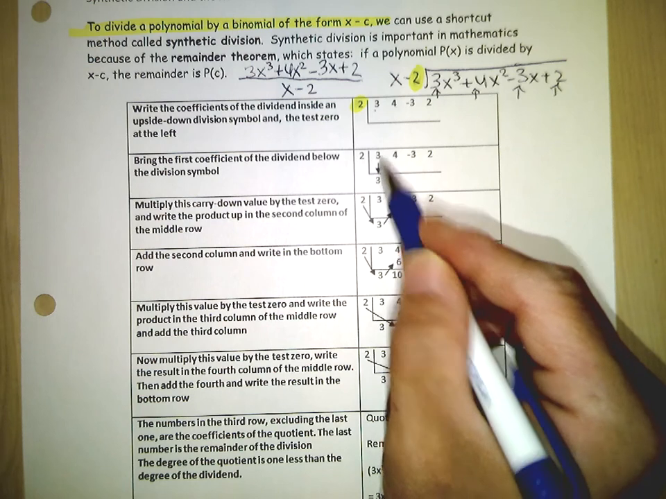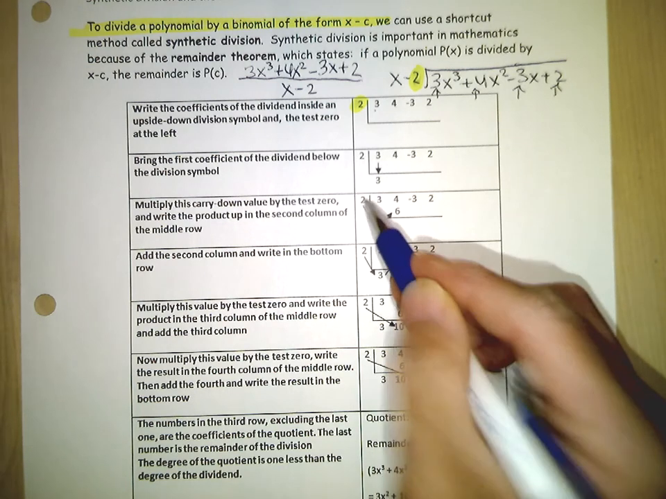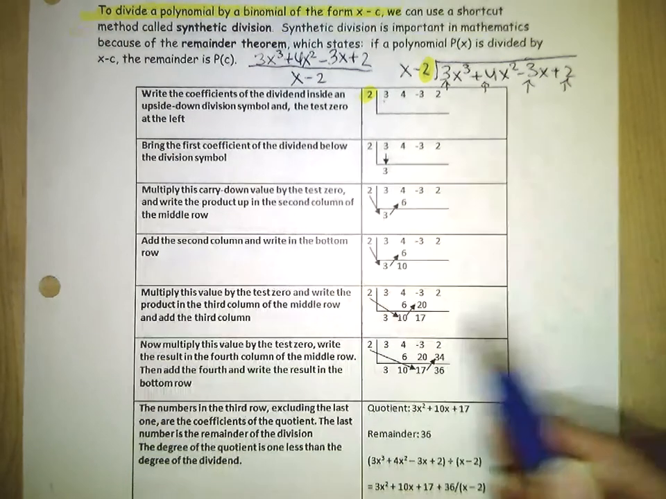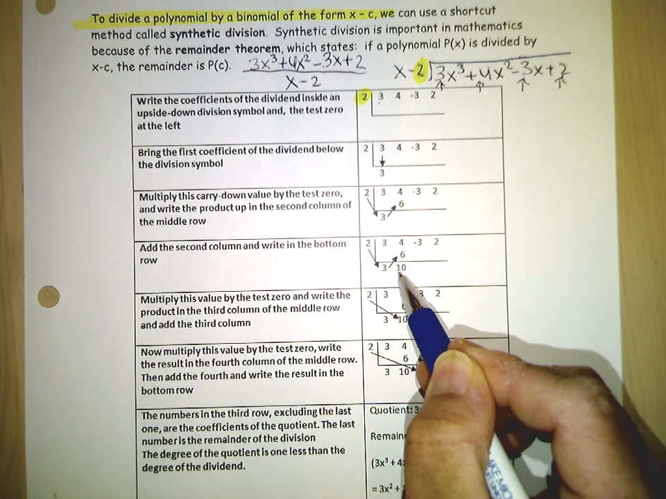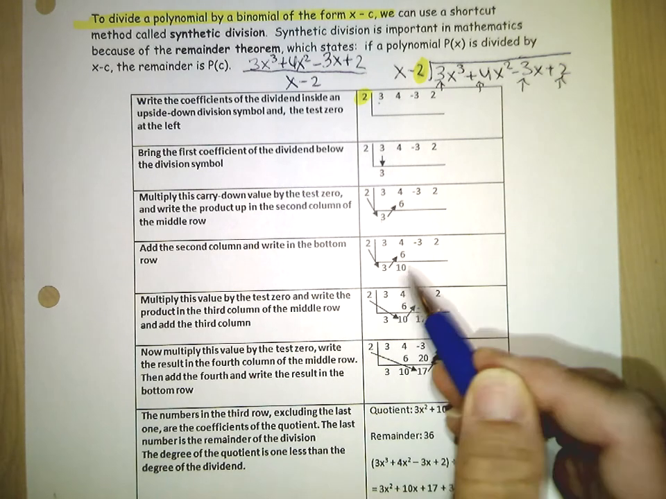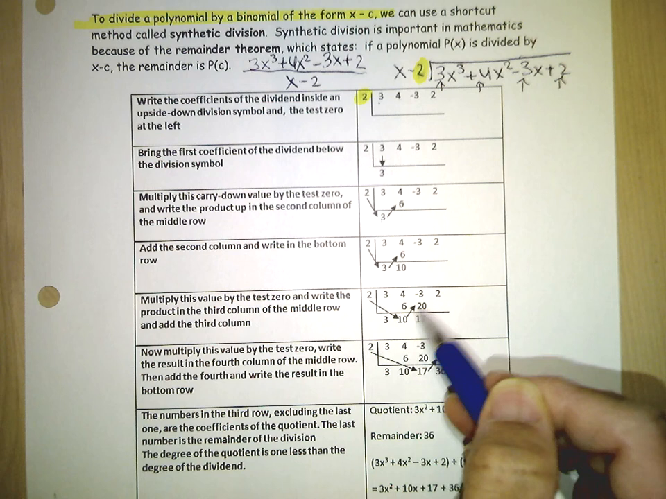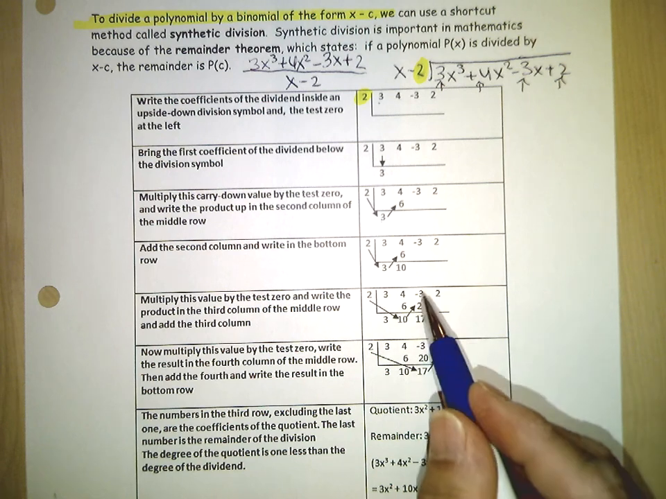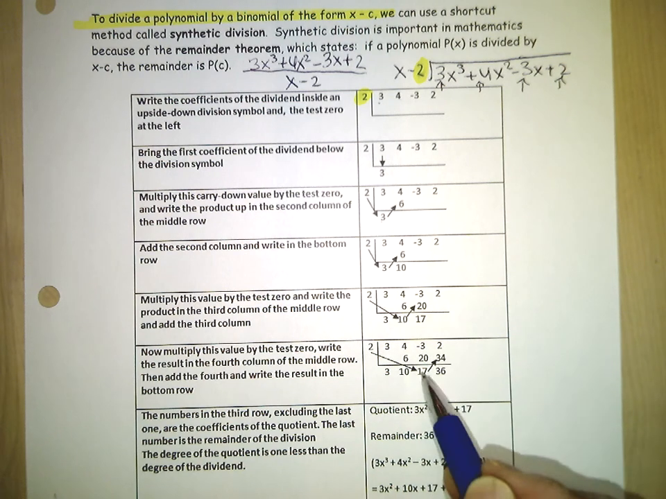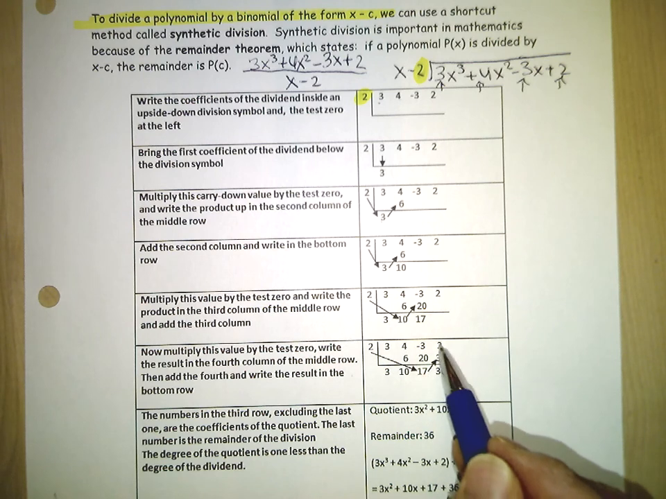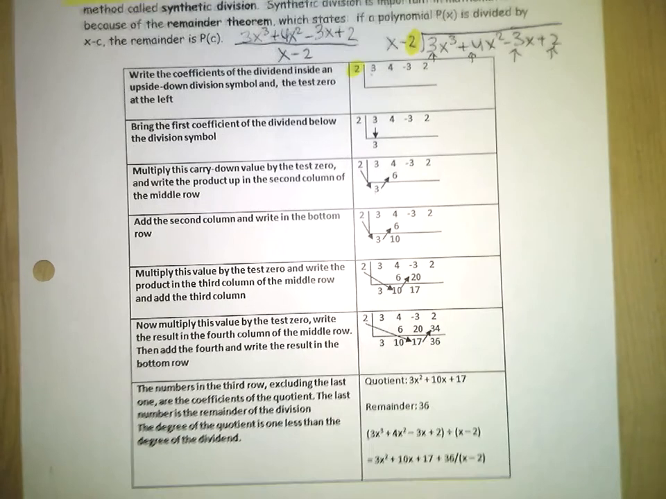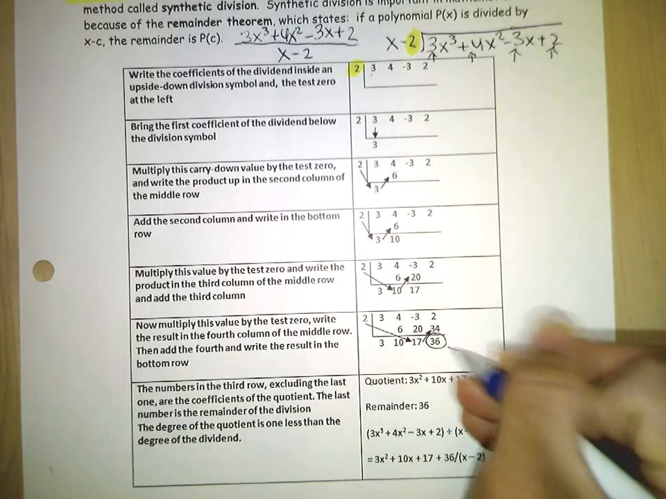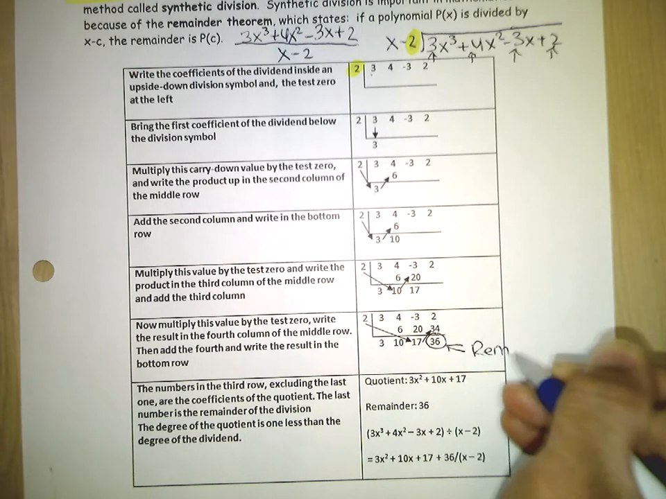Then you bring the first coefficient down here. Then multiply 2 times 3, 6. Then add 4 plus 6, 10. Then multiply 2 times 10, 20. Then add negative 3 plus 20, 17. Multiply 2 times 17 is 34. Add 2 plus 34 is 36. So this number is always the remainder.